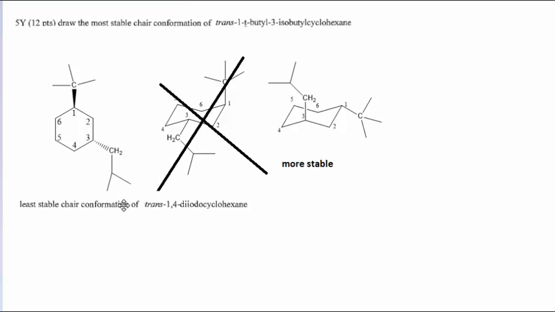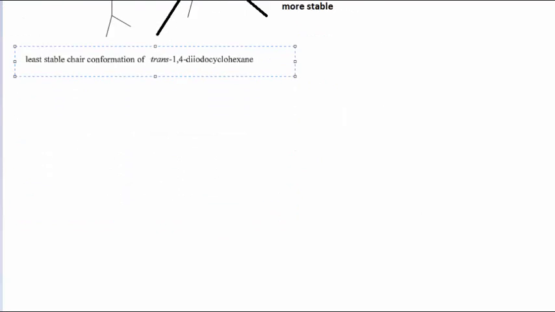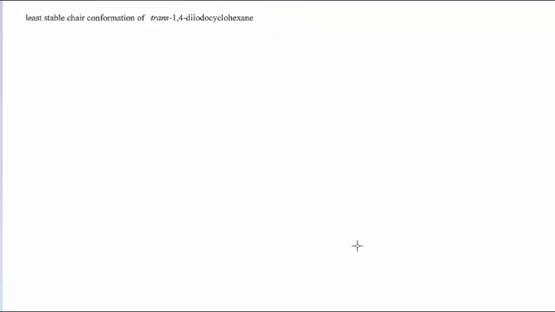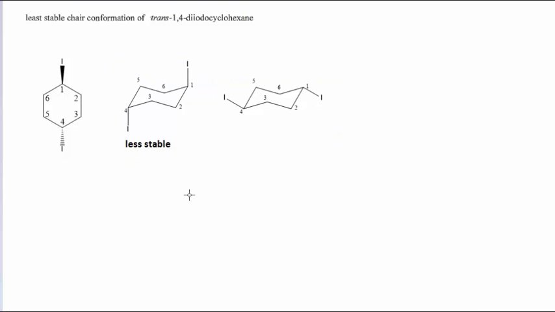Okay, try this one. Pause. Again, trans 1,4 looks like this. Wedge is up. On 1 that'll be axial. On 4, because down, a dashed or a down on 4 will be axial. This will be less stable because again you have 2 axial versus 2 equatorial.